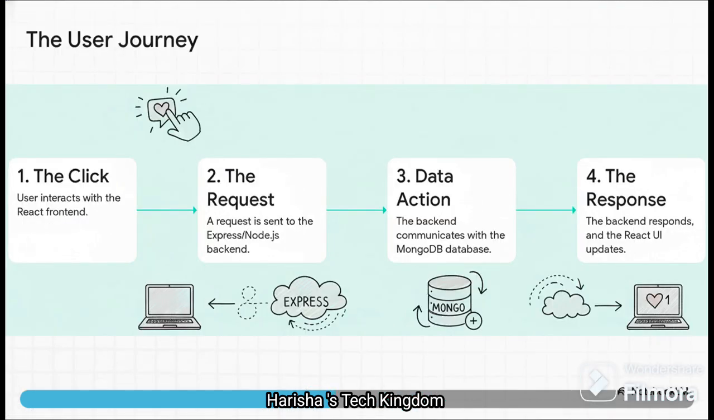Okay, let's make this real. Imagine you're on an app, and you hit the like button. That click you just made in the React storefront sends a request all the way back to the Express server. The server then goes to the MongoDB database and says, hey, update the like count for this post. Once that's done, the server sends a response back to React and poof, the screen updates and you see the new like count. And all of that happens in a fraction of a second.